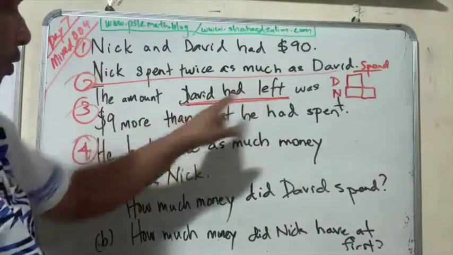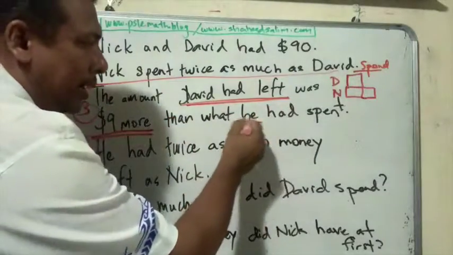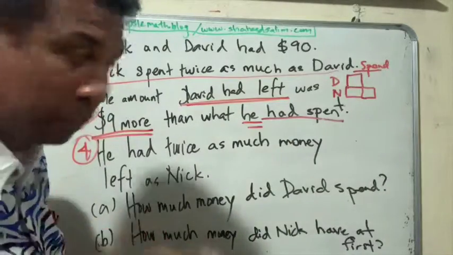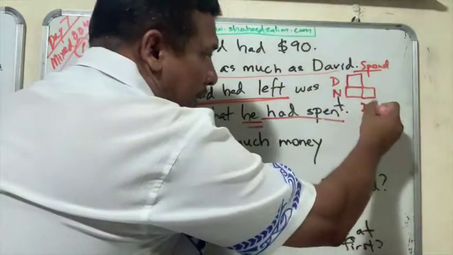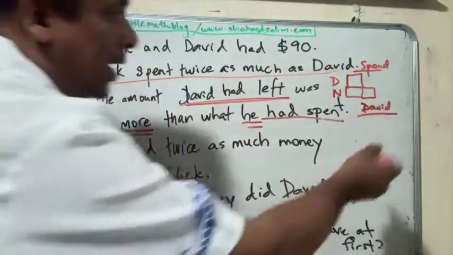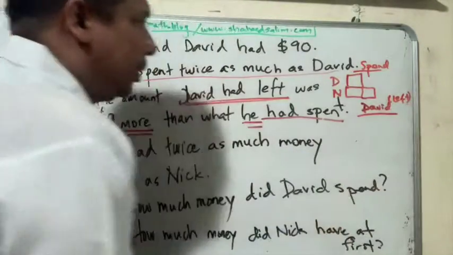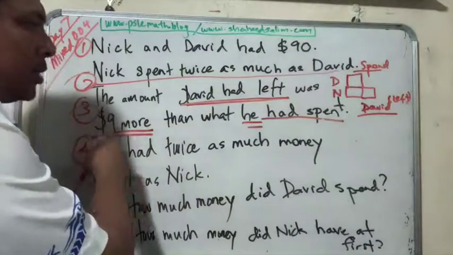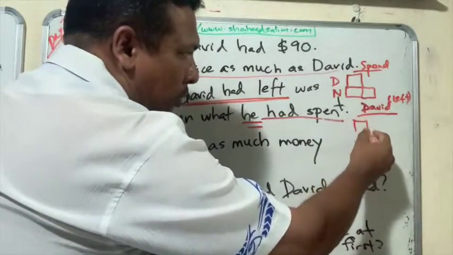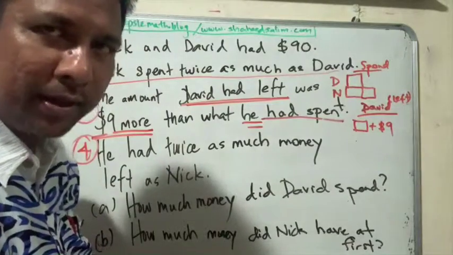The amount David had left was $9 more than what he had spent, than what David had spent. Oh, this is what David had spent. So I can draw the model now. Watch this. David is his savings, in this case what he had left. Alright, I'll use the same word, left. And they tell us it's $9 more than what he had spent. If this is what David spent, $9 more will be 1 square plus $9. Do you get it?